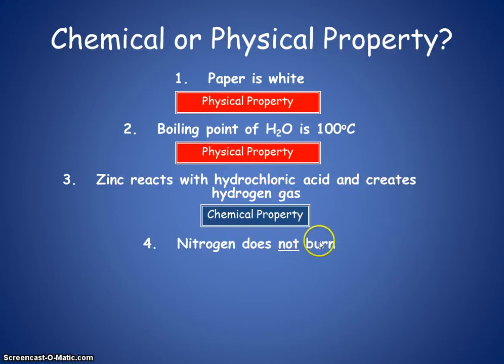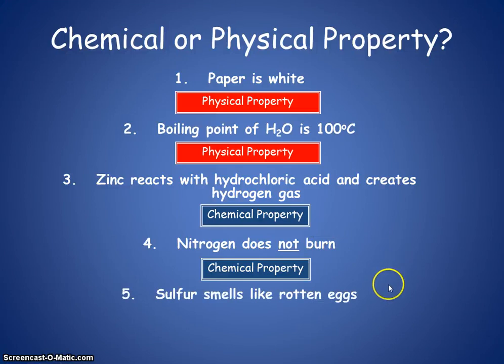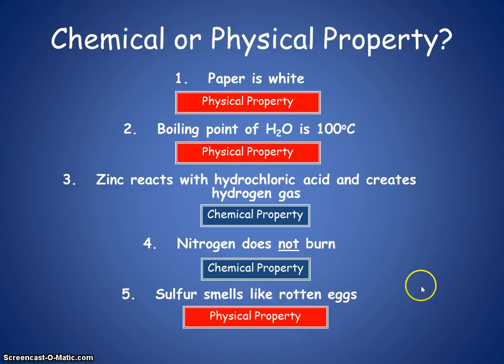Nitrogen does not burn. Right, so we're talking about burning. Absolutely, it's chemical because it's talking about if something burns, it reacts with oxygen. Sulfur smells like rotten eggs. Blech. Right? But since we're talking about smell, right, it's one of our senses, it is physical.